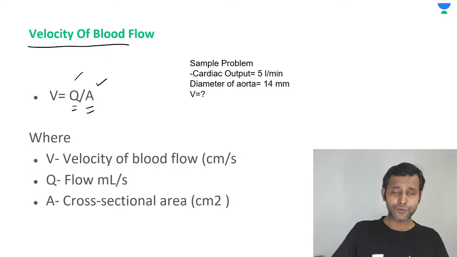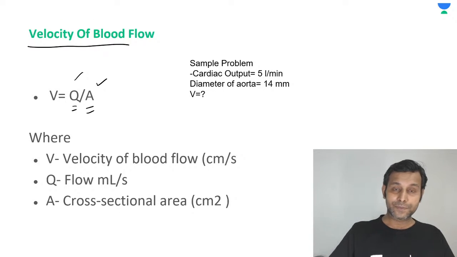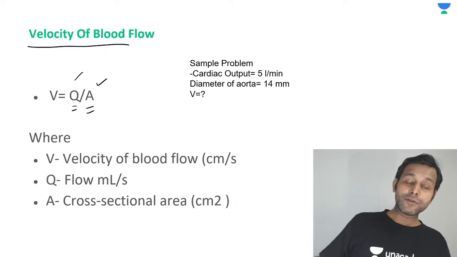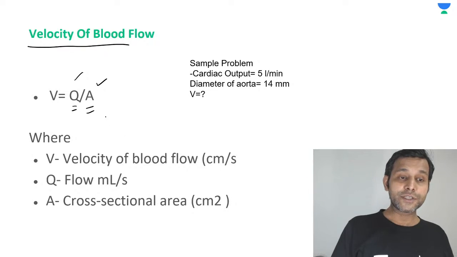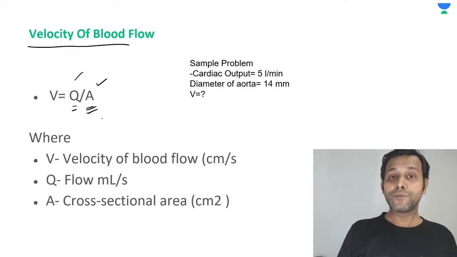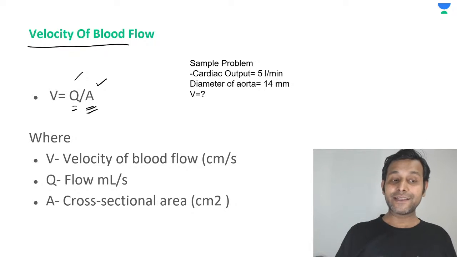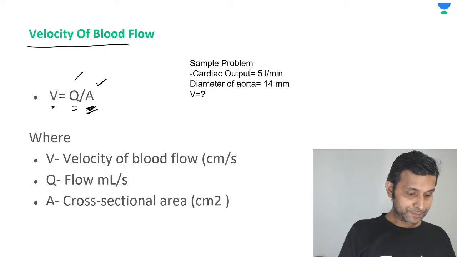Very simple. We all knew one thing, that is the aorta and arteries and arterioles and capillaries, they have a certain amount of cross sectional area. So the cross sectional area, if it is more, there is lesser velocity, and if cross sectional area is less, there is more velocity, because cross sectional area inversely corresponds to velocity.